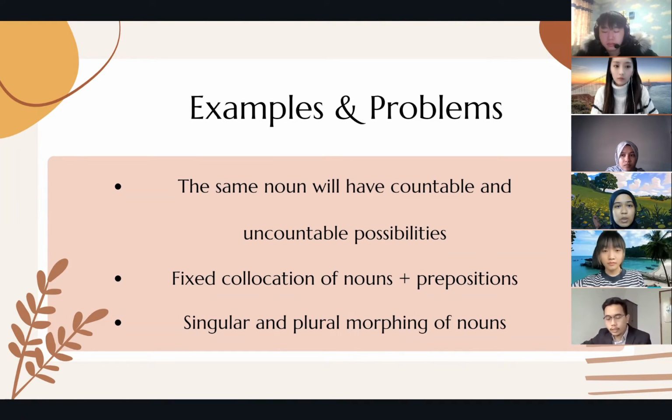Students will mostly get confused with countable and uncountable nouns. In English, nouns can have several meanings. For example, the word variety can mean change and all kinds, but the word change is considered an uncountable noun, and all kinds is considered a countable noun.